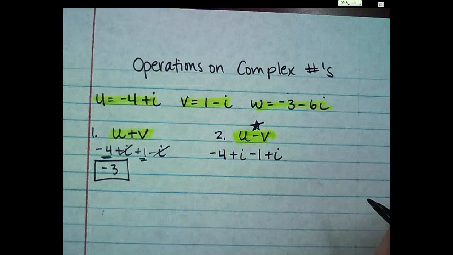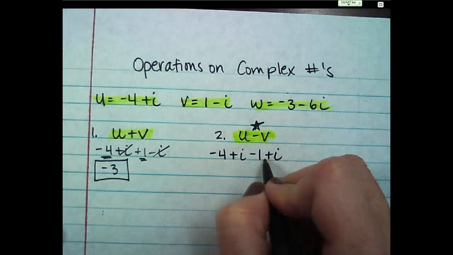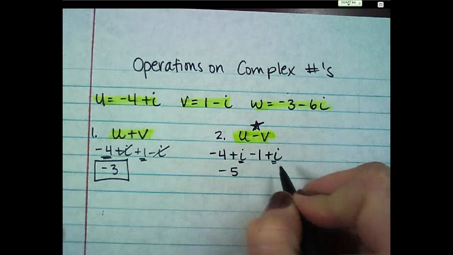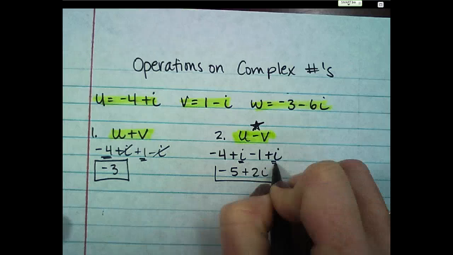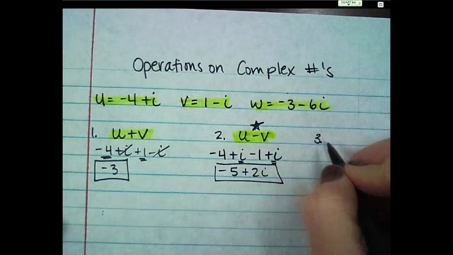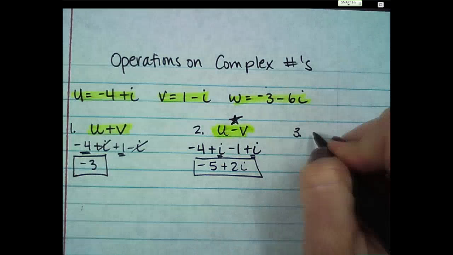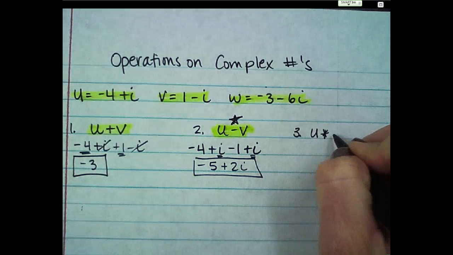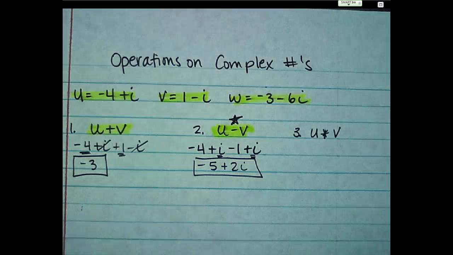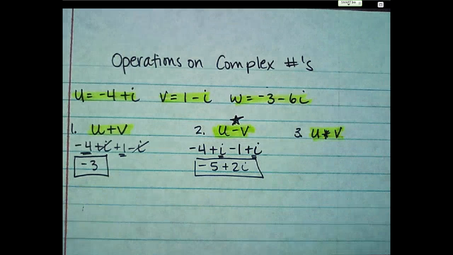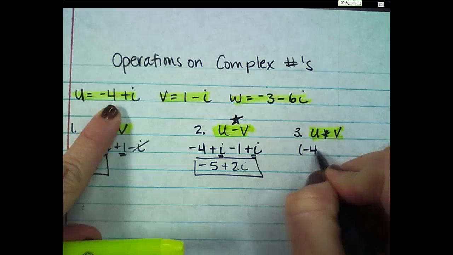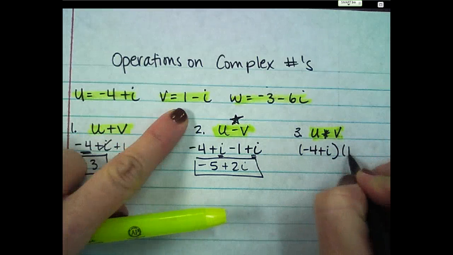Now combine like terms. Real and then imaginary. -4, -1 make -5. And i plus i makes 2i. Number 3. Number 3, this time we're going to do a little multiplication. So u times v. Okay, so we're going to multiply u times v. So u is -4 plus i again, and v is 1 minus i.